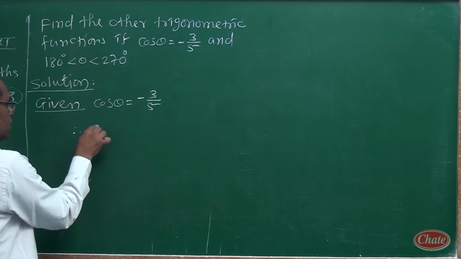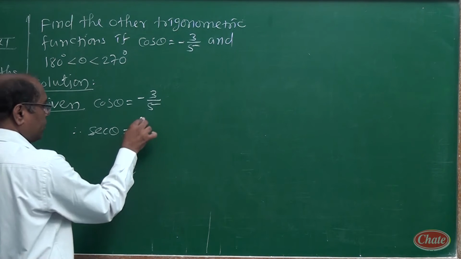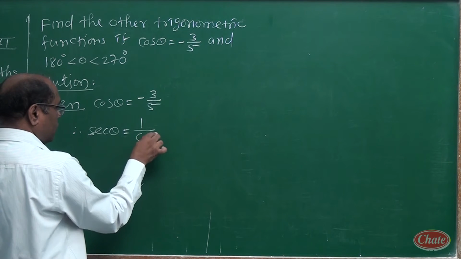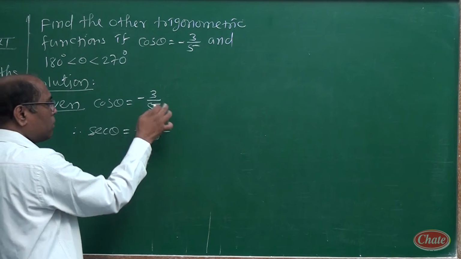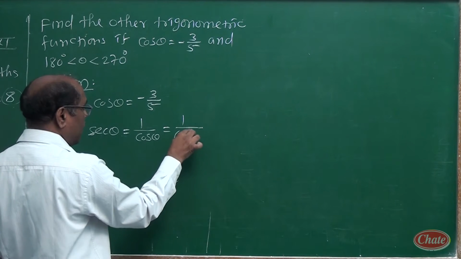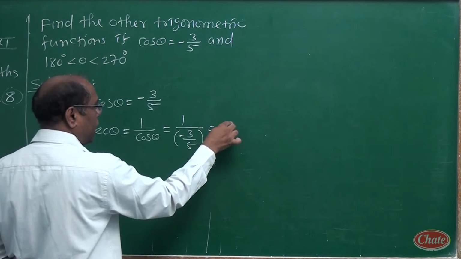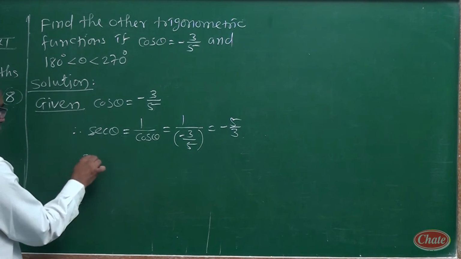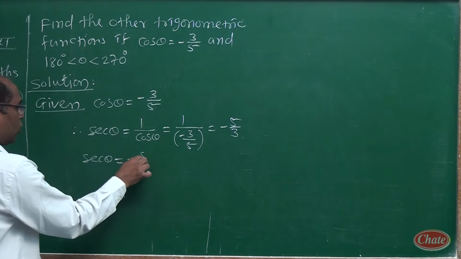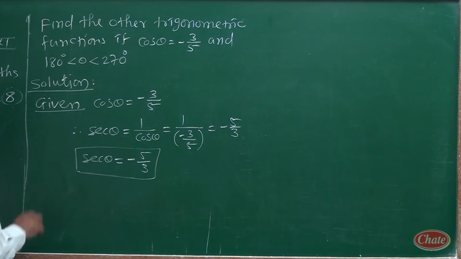So therefore sec theta is equal to, what is sec theta? 1 upon cos theta. 1 upon cos theta means reciprocal of this number, that is 1 upon minus 3 by 5, and that is equal to minus 5 upon 3. So therefore sec theta is equal to minus 5 by 3.